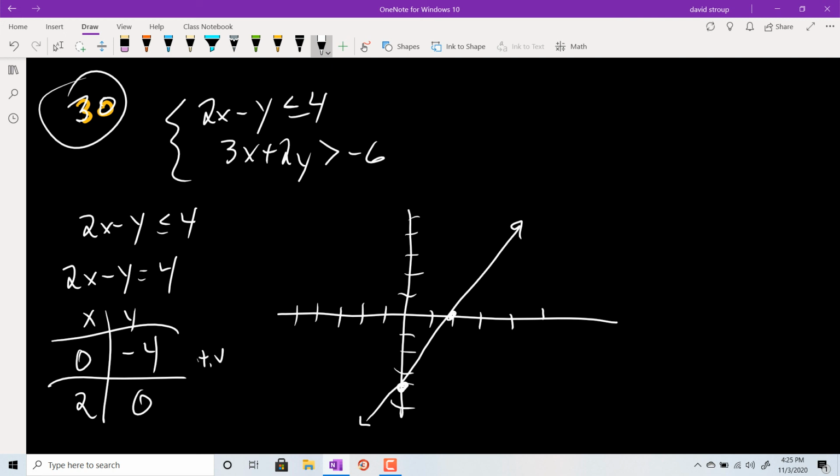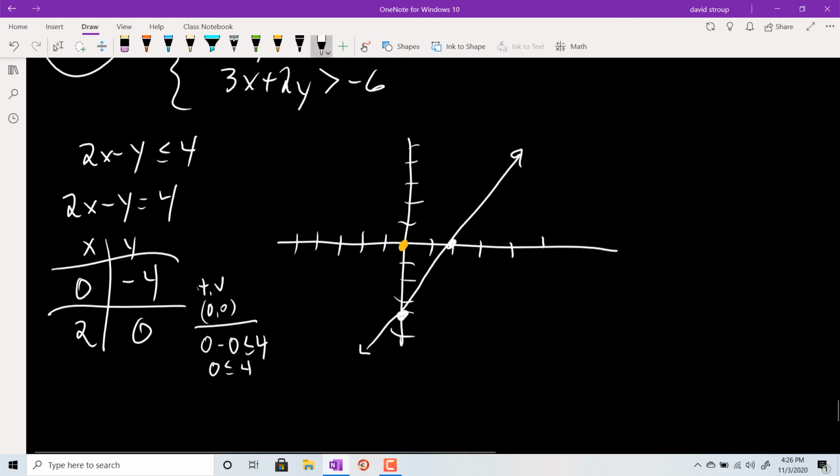I'll use 0, 0 again. And you plug that back into the original inequality. So I'll have 2 times 0 is 0, minus 0, and we're asking is that less than or equal to 4? Okay. Our test value is at 0, 0. Let me put that in yellow. It was right here. So is 0 less than or equal to 4? And yeah, sure enough it is. Okay. So that will be a true statement.